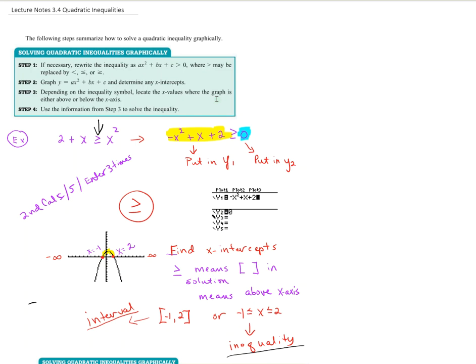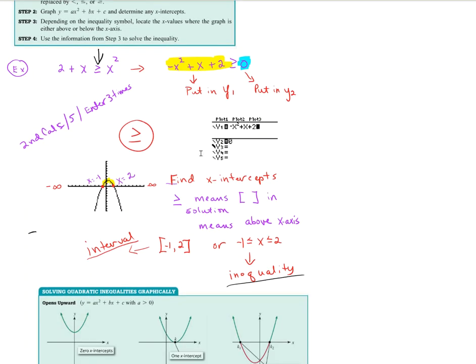This is section 3.4, and we're going to look at solving quadratic inequalities. We're basically going to be doing these on our calculator. You could certainly do them by hand, but we are going to look at doing them with our calculator. And let's look at one example here.